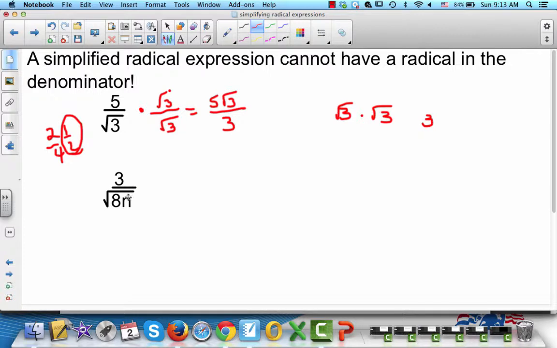Now we've got 3 over the square root of 8n. So what are we going to multiply by? Well, to get rid of the square root of 8n on the bottom, you've got to go times the square root of 8n. So we put square root of 8n on top also. And that gives us 3 square root of 8n over 8n.